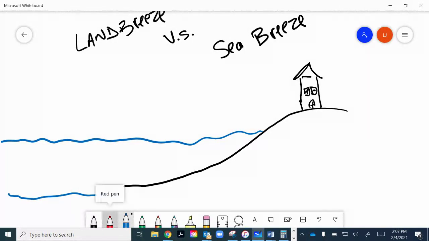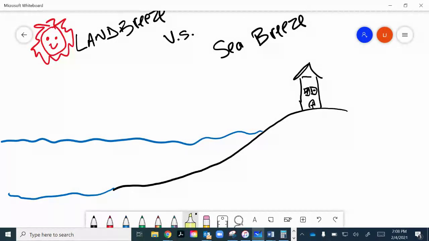So in daytime, we have the sun. So I'm going to draw the sun up here, burning, and I'll highlight it up for you so you can remember that it's the sun. So there's the sun. This is daytime that we're going to talk about. So I'm going to put land breeze versus sea breeze, and I'm going to put day right here.